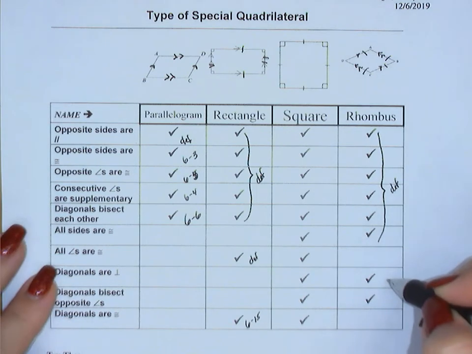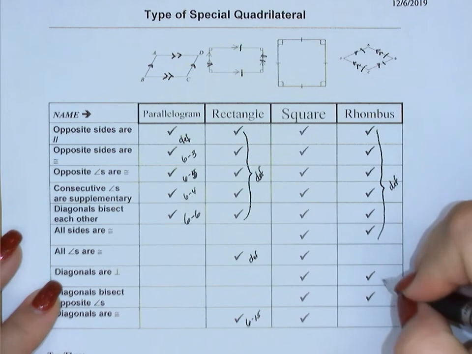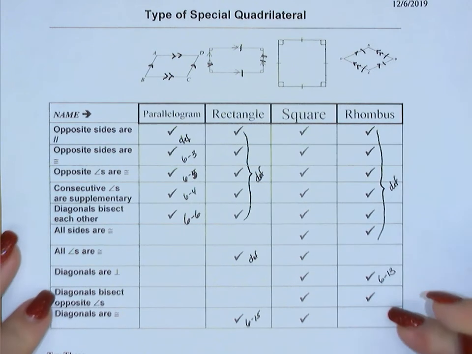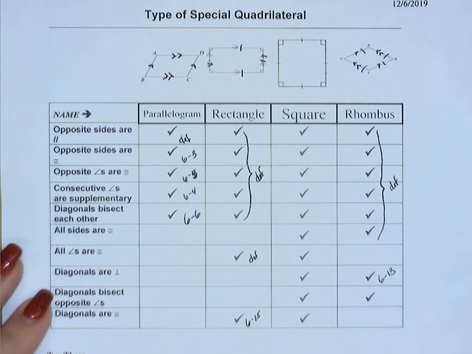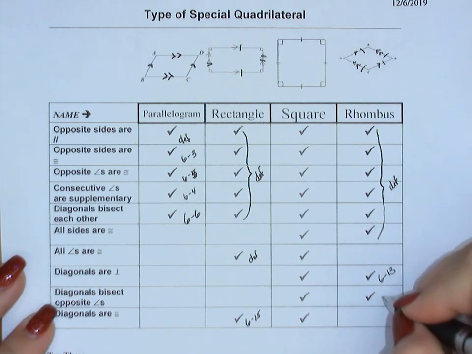Then there's Theorem 6.13, which says that if a parallelogram has diagonals that are perpendicular, then it is a rhombus. So this is 6.13. And then another, Theorem 6.14, says that if a parallelogram has diagonals that bisect opposite angles, it is a rhombus. So that's 6.14.